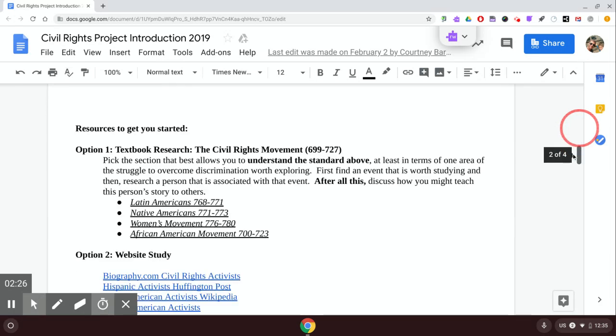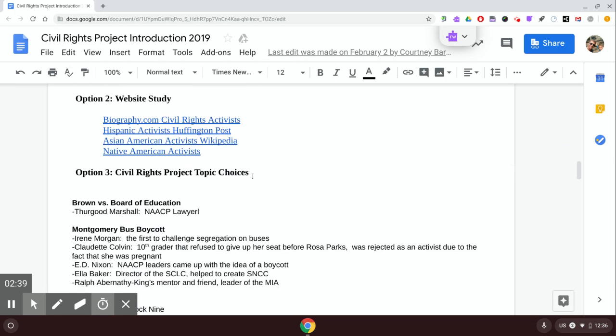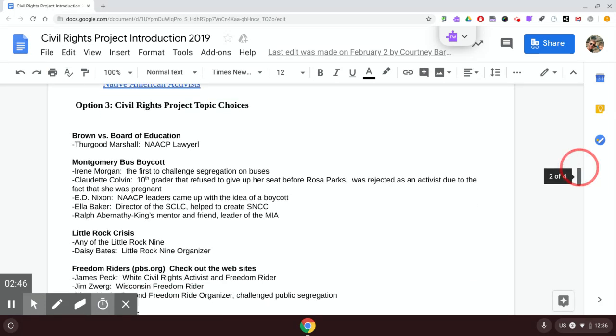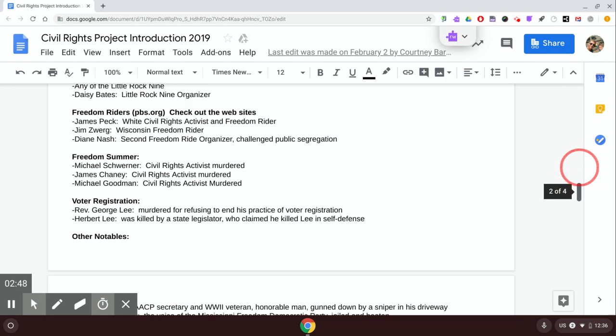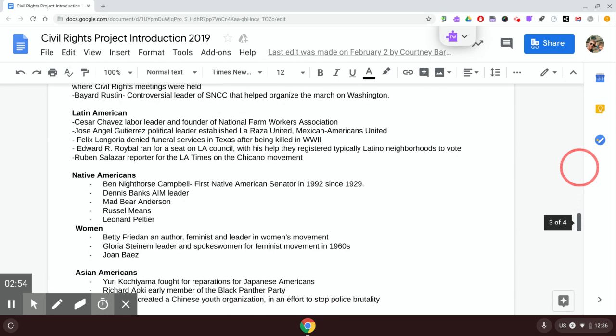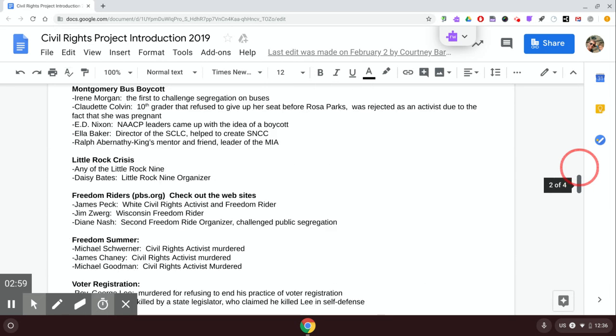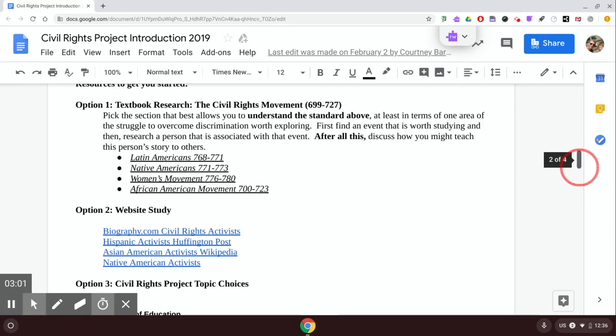To get you started here, we've got some options. You could go to your textbook. We've got different sections on these different movements for civil rights in our textbook. You could use any of those. We also have some websites that are devoted to civil rights leaders from different groups. You could go through one of these to try to find a person that interests you. And we've just got this long list of projects that other students have done in the past, or at least the topics that they've used for their projects. All these different civil rights leaders, most of them have a little description about what group they're associated with and what they did. You can use any of those resources to make your choice.